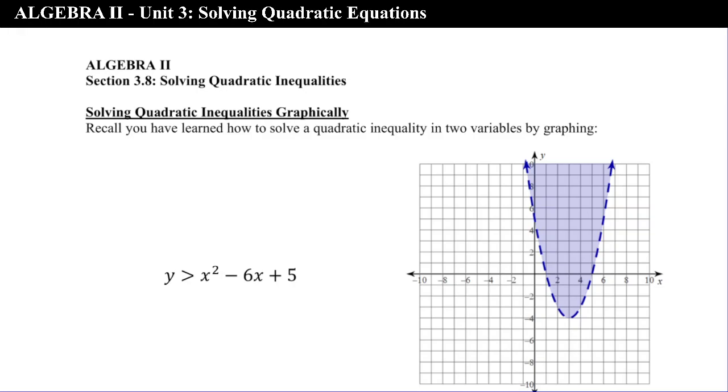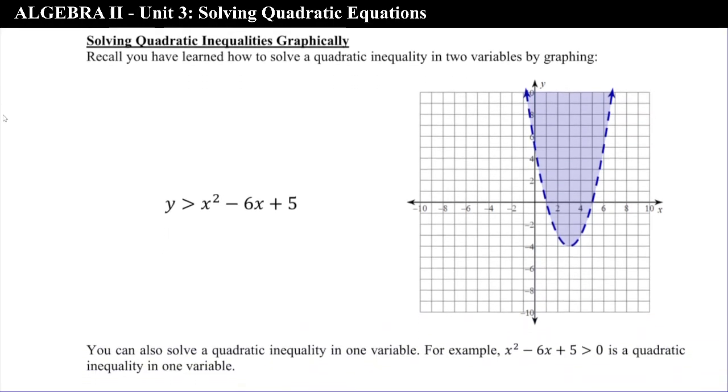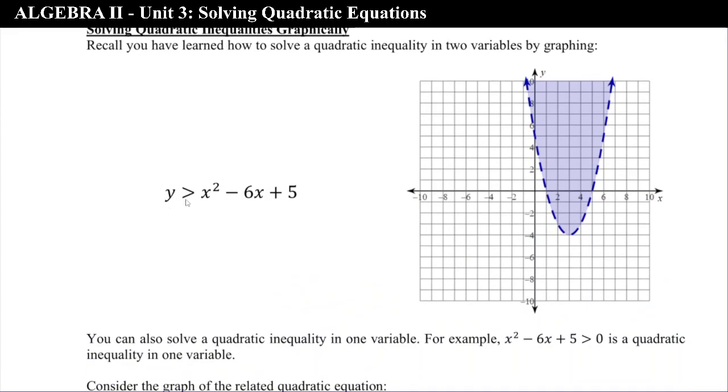So remember back to the last unit, we did talk a little bit about quadratic inequality. We talked about how we solve a quadratic inequality in two variables by graphing. So here, for example, we have y is greater than x squared minus 6x plus 5. We would graph that, and of course we would have a dashed line because there's no equals to portion, and we would shade above the parabola since it's greater than. So everything in this shaded area would be part of your solution.